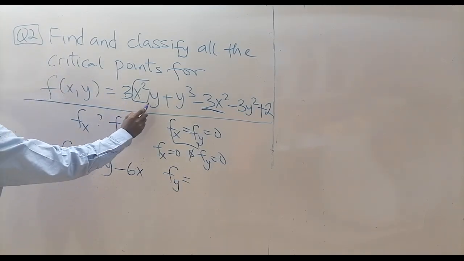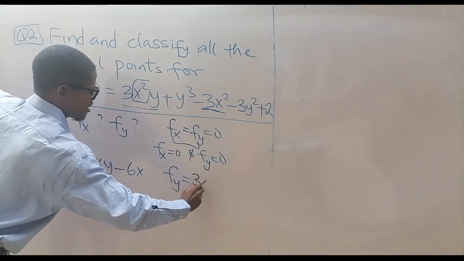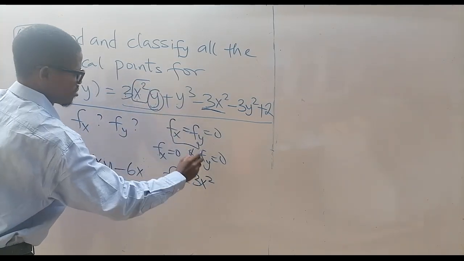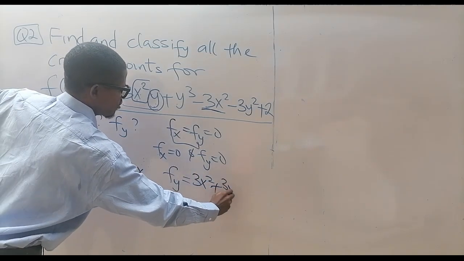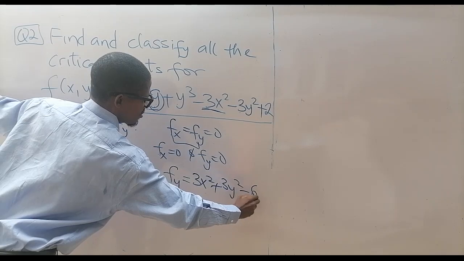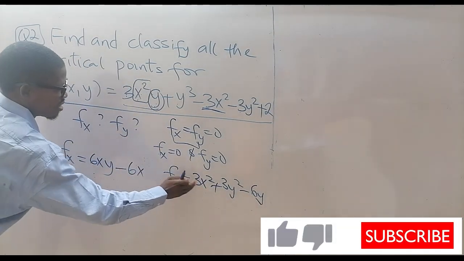And we can also get the partial derivative with respect to y. Where do you see y? We have y here. x will be constant, so we have 3x squared. Then here also, that's plus 3y squared. And then here we have minus 6y. So let's equate the two to 0.